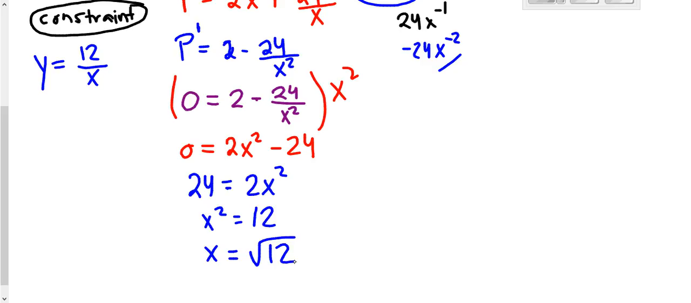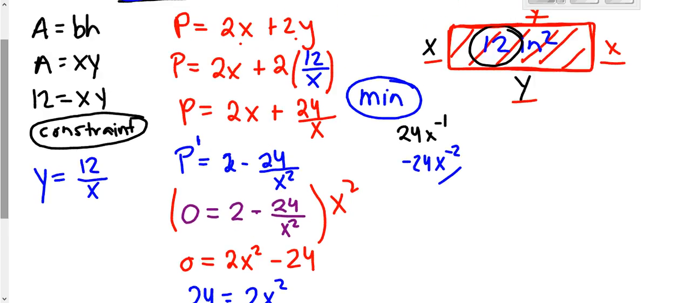Yes, normally our square root would give us a positive and a negative, but we can go ahead and rule out that negative because reasonably we cannot have a negative measurement. That goes with our reasonable domain, thinking about the context of the problem. So we'll take this square root of 12. That is one of our dimensions. So x is the square root of 12.